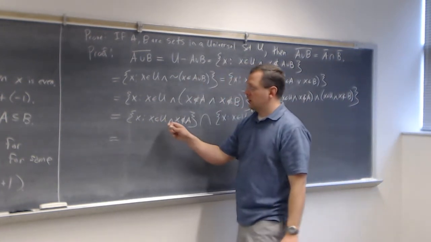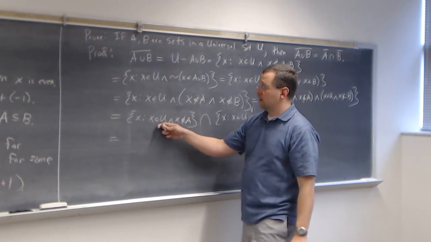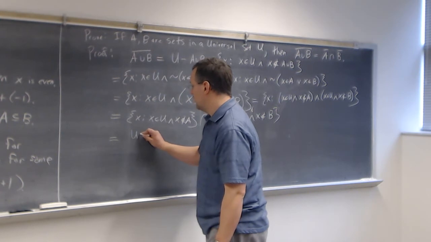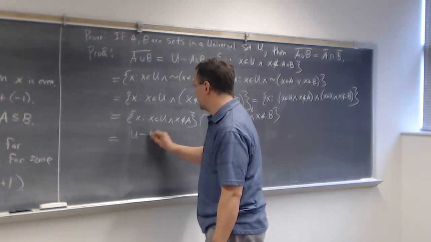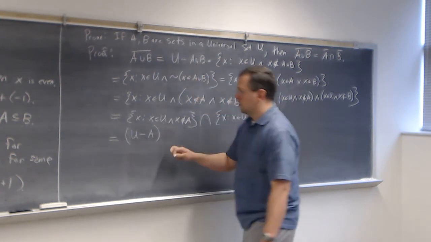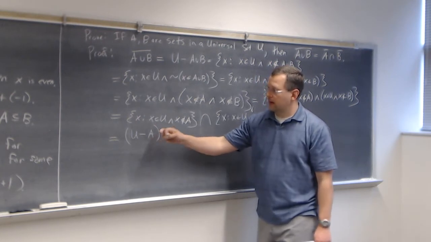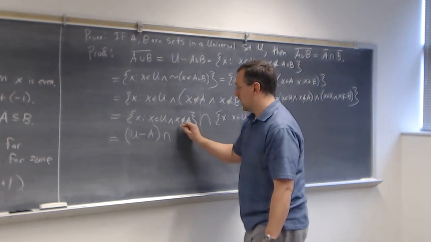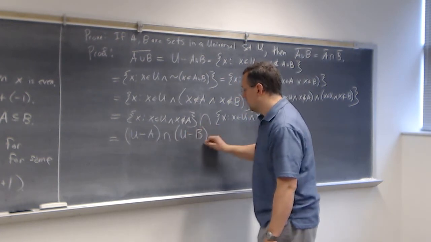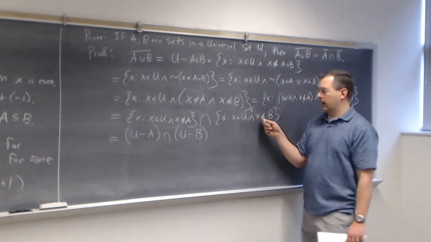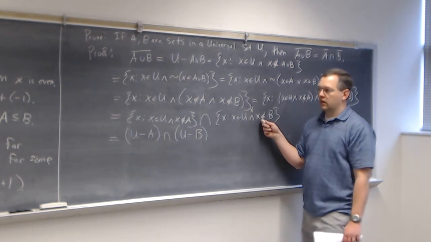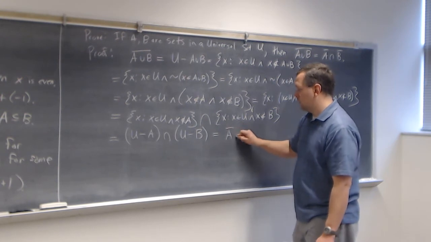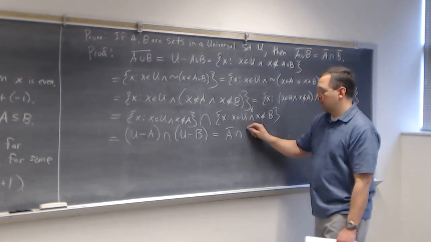Use the definition of a set difference. This is the same as the set U minus A. The set U minus A is the set of all x's that are in U and not in A, intersect U minus B, the set of all x's in the universe and not in B. But this is the definition of a complement: A complement intersect B complement.